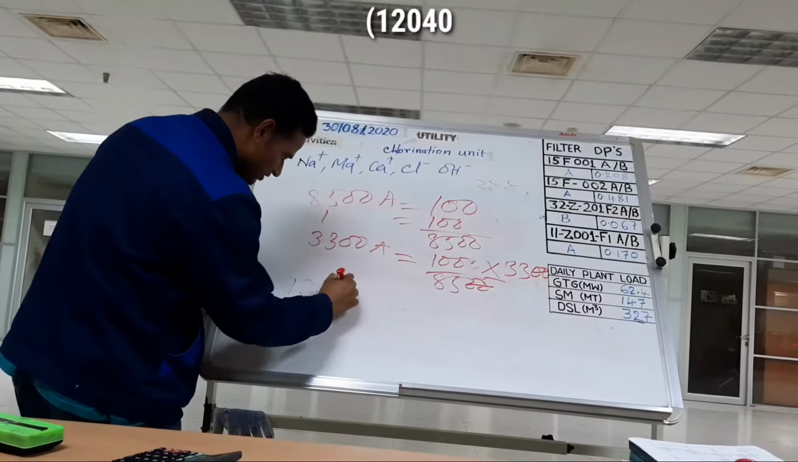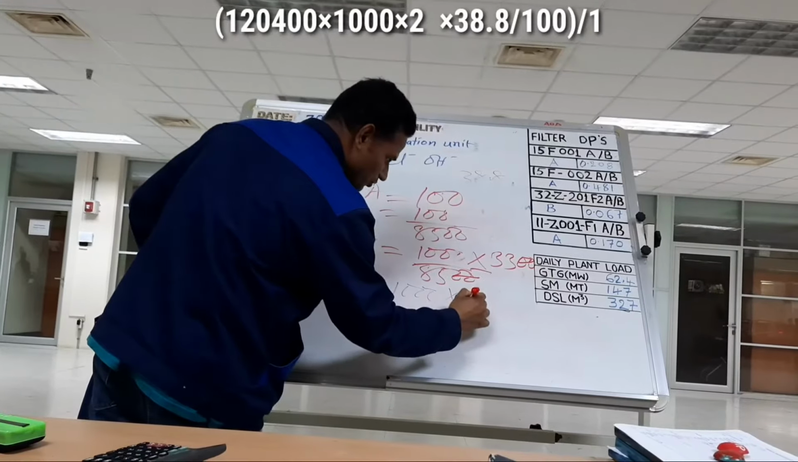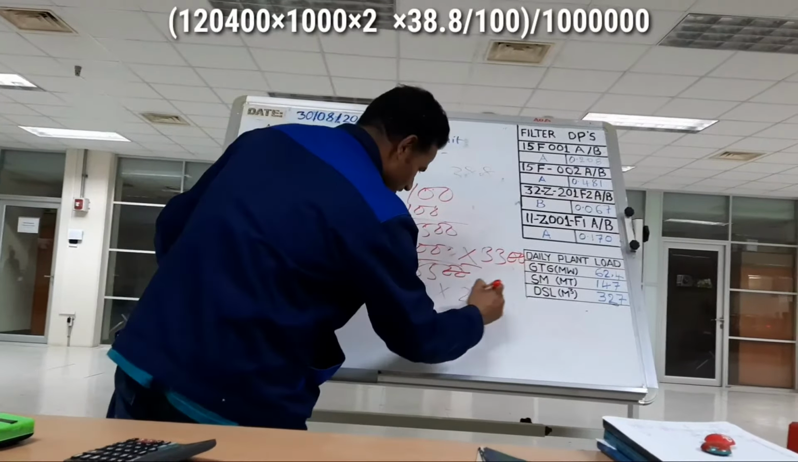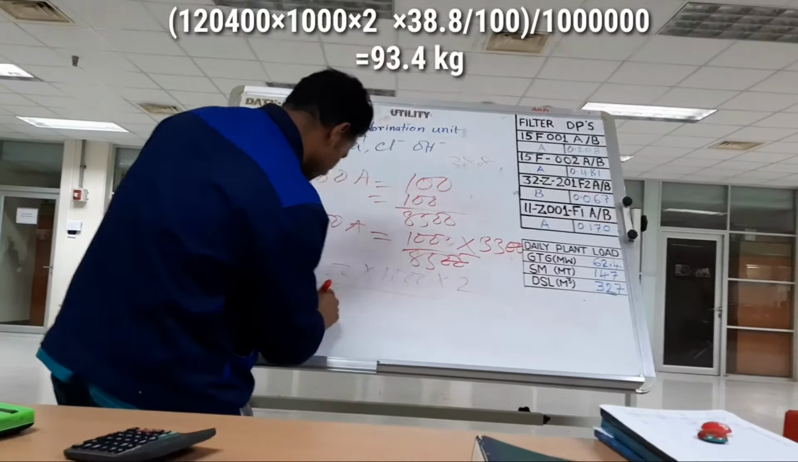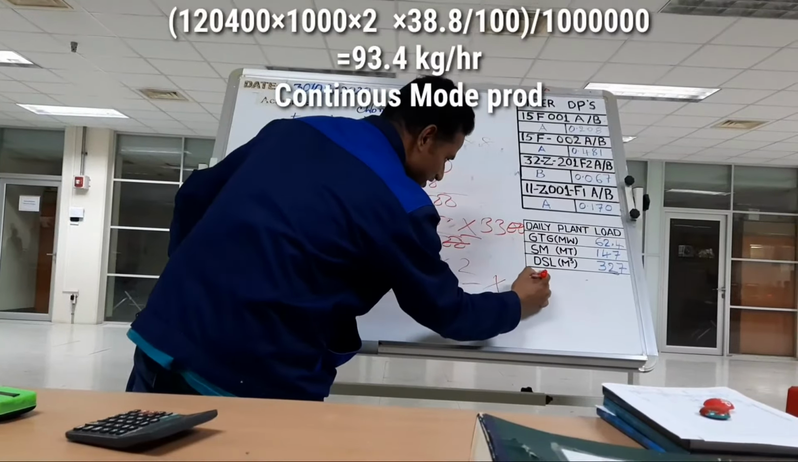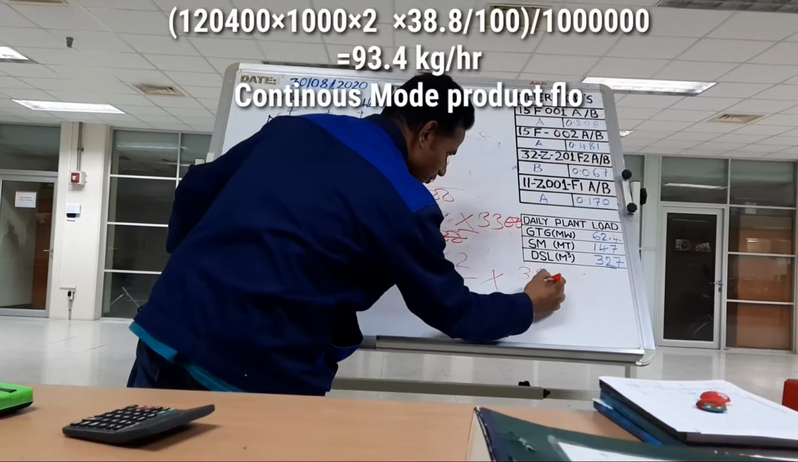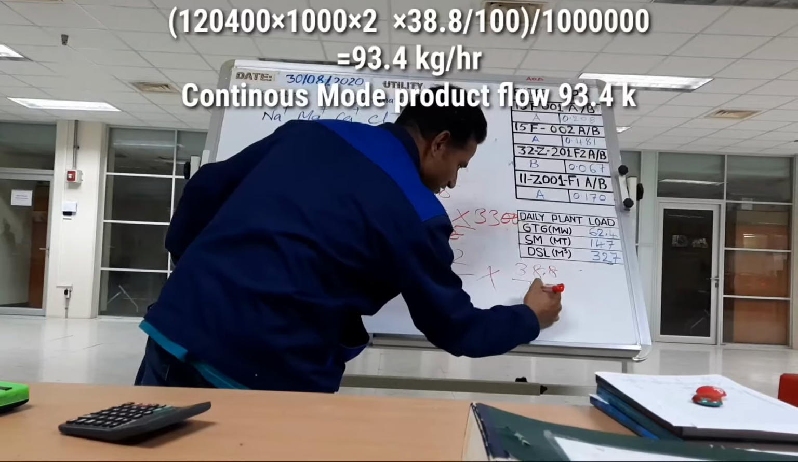1,20,400 into 1,000 into 2 ppm, divided by 10 lakhs into the load, now how much load? 38.8 divided by 100.